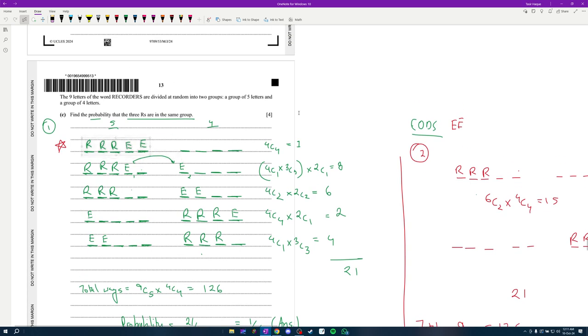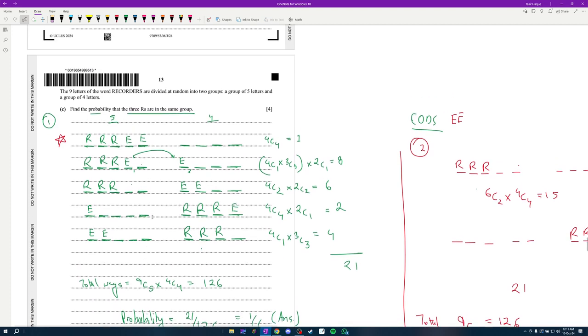So 3 R's over here with 2 E's, or 3 R's over here with 1 E here and 1 E over here, or we could have the 3 R's in the second group. So 3 R's over here with 1 E with them and 1 E over here, or 3 R's over here without any E's. That's the general idea. These are all possibilities. This is another new type of sum. So R's in group with 5, R's in group with 4.